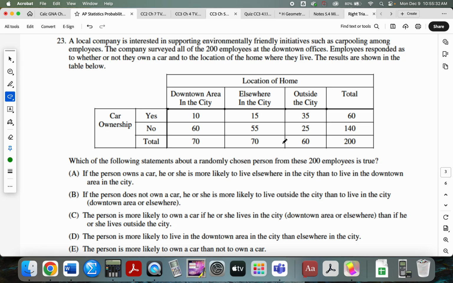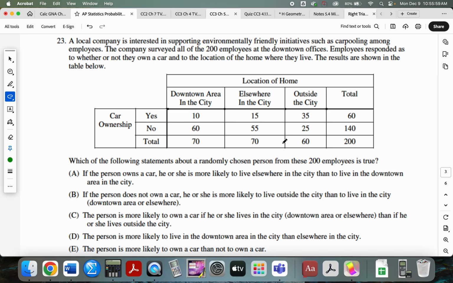A local company is interested in supporting environmentally friendly initiatives, such as carpooling amongst employees. If it was in Britain, they would have said amongst employees. The company surveyed all of the 200 employees at the downtown offices. Employees responded as to whether or not they own a car and to the location of the home where they live. The results are shown in the table below.